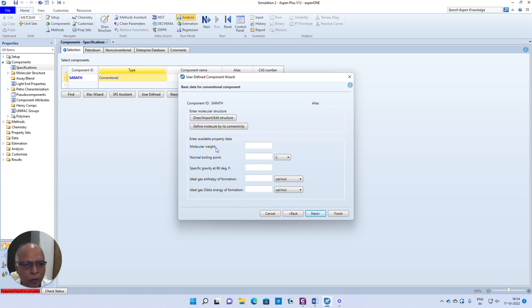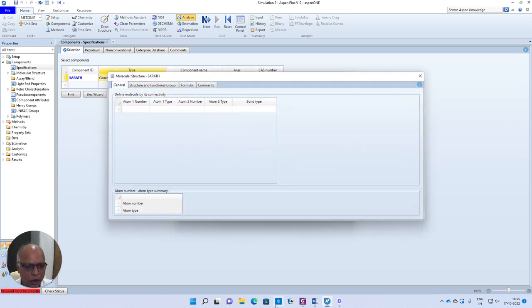If you know some of these properties, it might help you to predict the properties more accurately. By giving the molecular structure using the group contribution theory, we will be able to estimate the properties for a pure component. Even if I don't know them, I still want to go ahead, and I am checking this option for the time being. We will see the first option slightly later. So I am going to define the molecule by its connectivity.